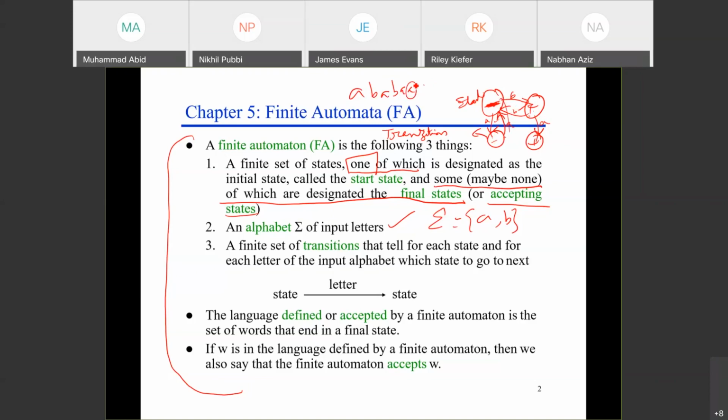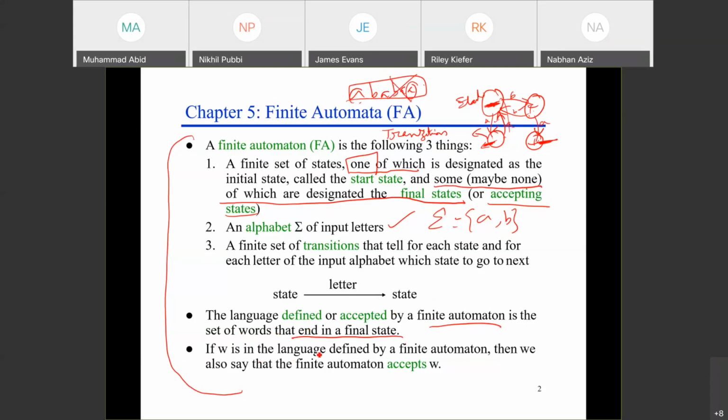And when you reach the last letter, if you are standing at the final state, it means this word belongs to this FA. If you are standing at a non-final state, whether it is a transition state or the start state, then it means that this word does not belong to this language. This is not a valid word. So for acceptance, this word should finish at the final state. So the language defined or accepted by an FA is the set of words that end in a final state.